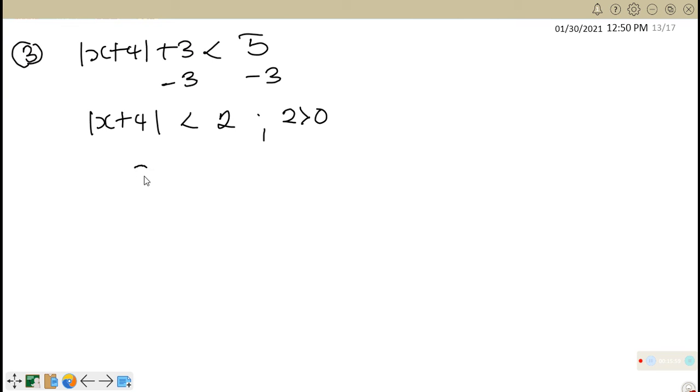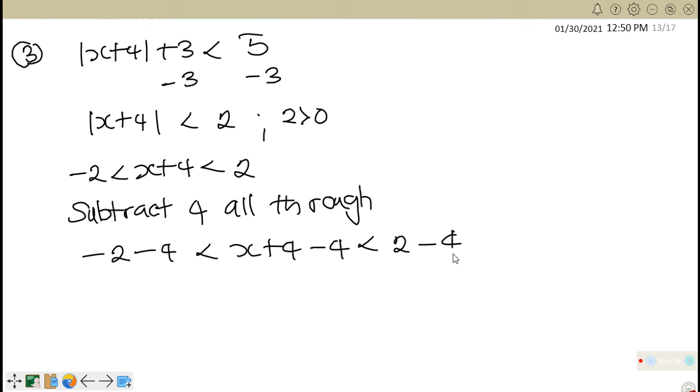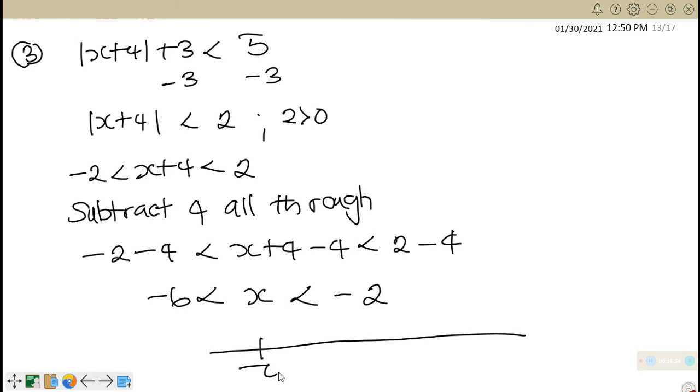So we expand: x plus 4 is greater than -2 and less than 2, and then subtracting 4 all through will give us -2 minus 4 less than x plus 4 minus 4 less than 2 minus 4, and this is -6 less than x less than -2. Okay, -6 less than x less than -2, and on the lower line we have -6 somewhere here.